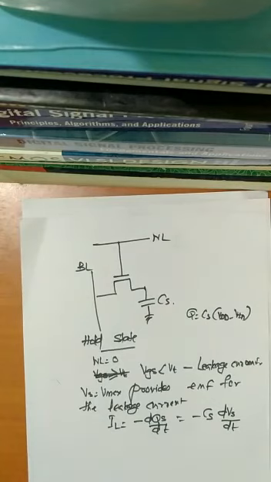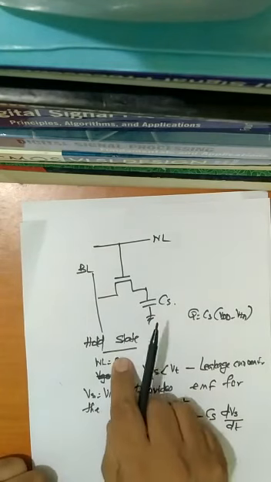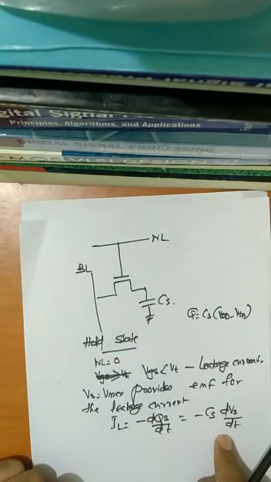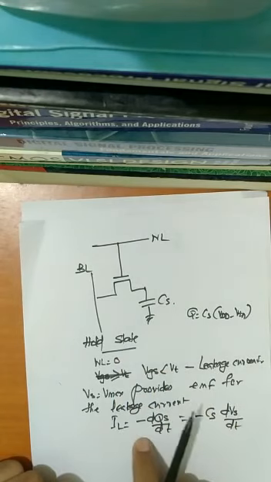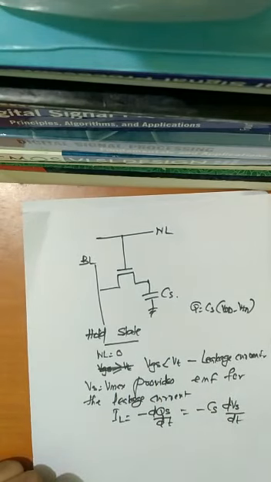So this is the hold state of the cell. You make WL equals 0, and this leakage current flows, since VGS is less than VT. So we continue this in the next session.